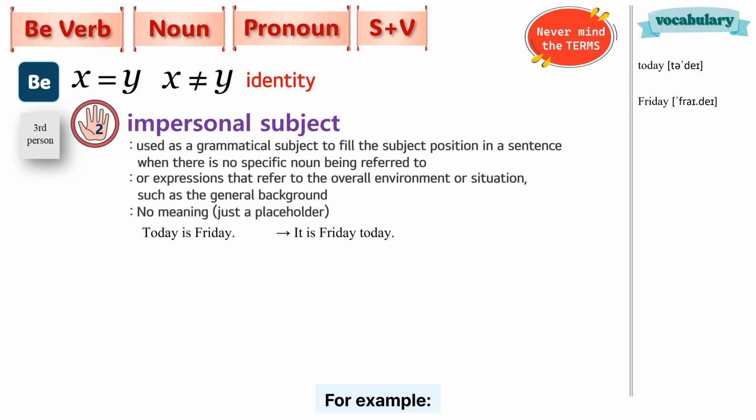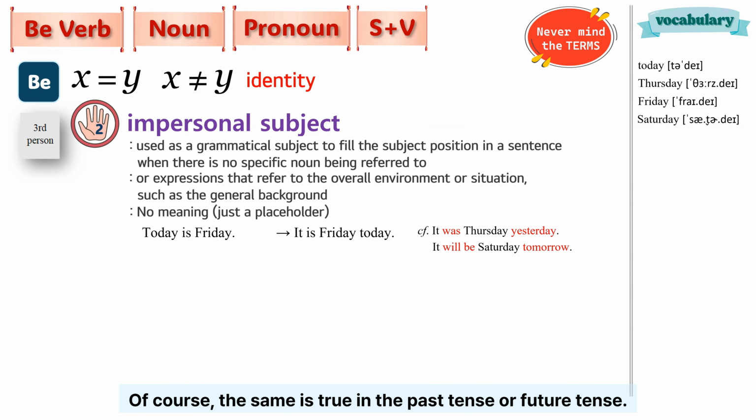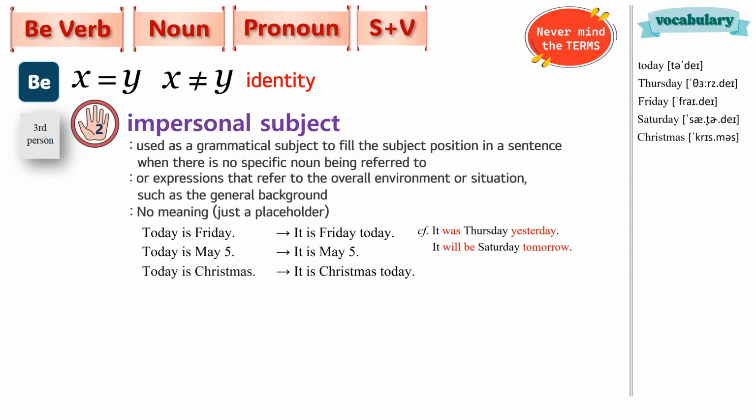For example, today is Friday. It is Friday. The meaning of both sentences is the same, but even though it is the subject, we do not translate it. Of course, the same is true in the past tense or future tense. Today is May 5th. It is May 5th. Here, you don't need the word today because the present tense already shows it. Today is Christmas. It is Christmas today. The meaning of both sentences is the same.